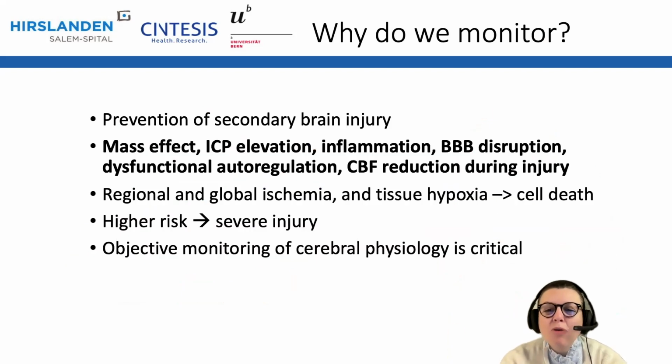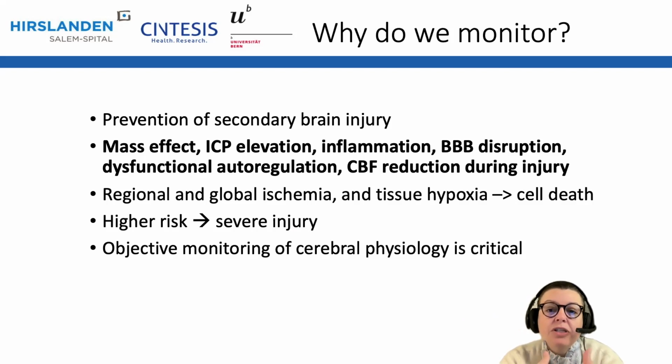So why do we monitor the injured brain? First of all, prevention of secondary brain injury is key in neurocritical care. There are several types of disruptions that can occur: mass effects, ICP elevation, inflammation, disruption of the blood-brain barrier, dysfunctional autoregulation, and even disruption of flow to drive injury. Injuries that lead to regional or global ischemia and tissue hypoxia can all cause cell death, and cell death in the brain is relatively difficult to deal with.